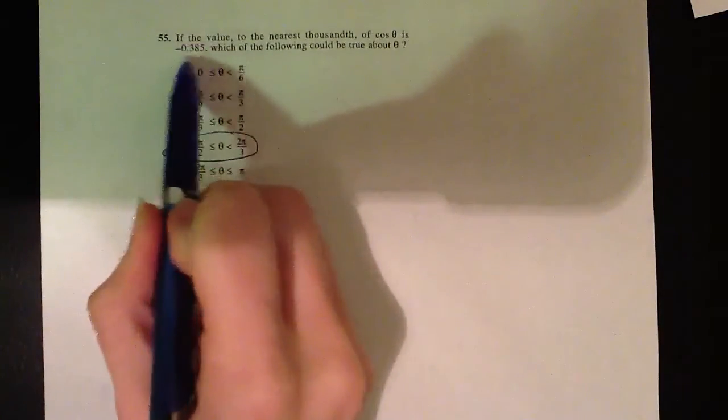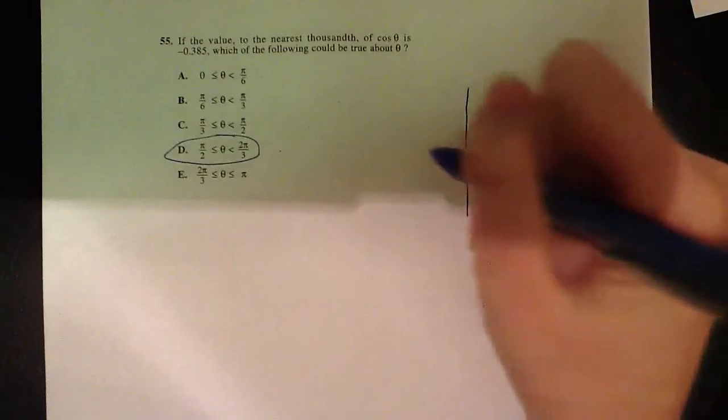Alright, this is a trig question. And whenever you're talking about negative trig numbers, it's usually best to try to picture or draw the unit circle. Now, it doesn't have to be perfect. You can just sketch it.